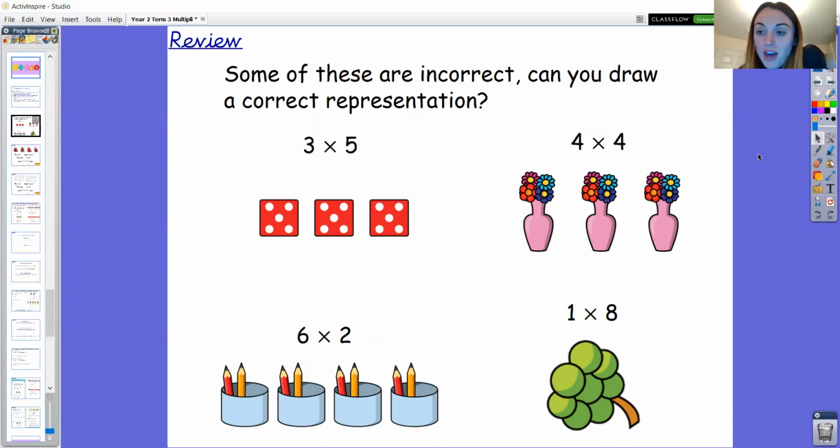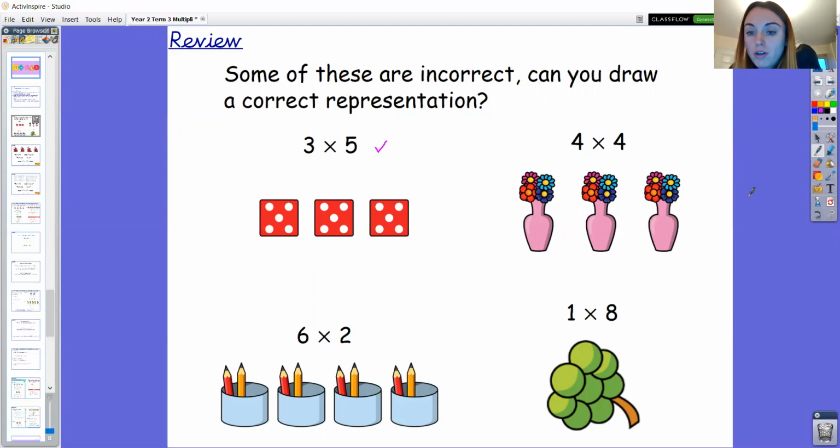Well done, Year 2. Okay, let's have a look together. So the first multiplication says 3 lots of 5. So we need to check to see that there are 3 equal groups of 5. So there's 1, 2, 3 equal groups with 5 dots inside each equal group. So I'm going to get my purple pen and try my best to get a really neat tick. Brilliant. So that representation matches the multiplication.